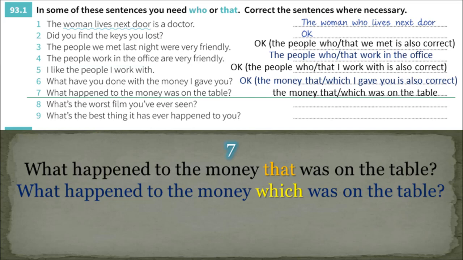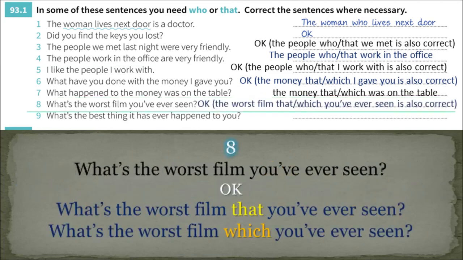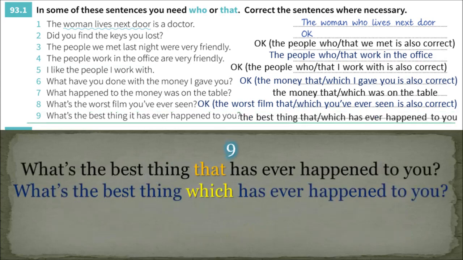What happened to the money that was on the table? What happened to the money which was on the table? What's the worst film you've ever seen? What's the worst film that you've ever seen? What's the best thing that has ever happened to you? What's the best thing which has ever happened to you?